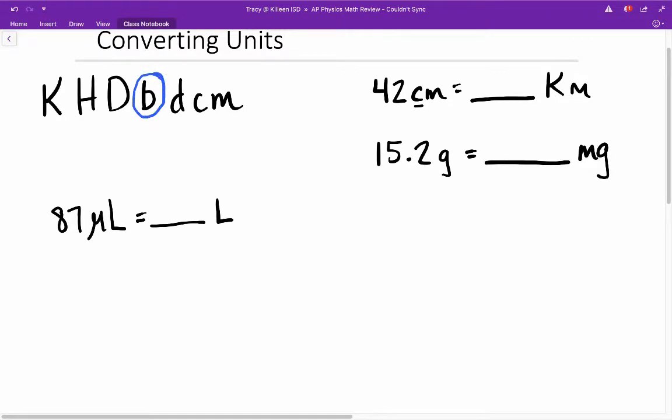Whenever you're converting units, one of the ways that you probably learned how to do it in middle school or maybe earlier in high school is using King Henry died by drinking chocolate milk. And that stands for kilo, hecta, deca, base unit, deci, centi, and milli.